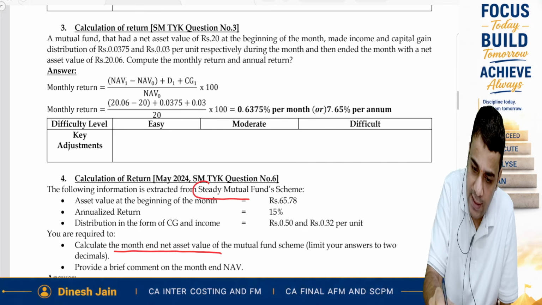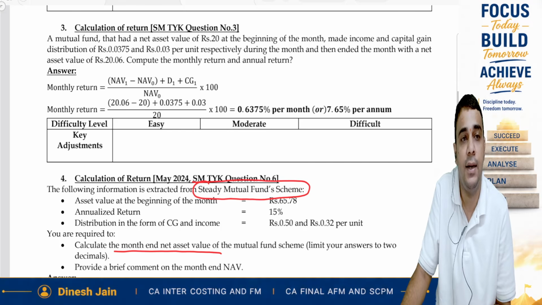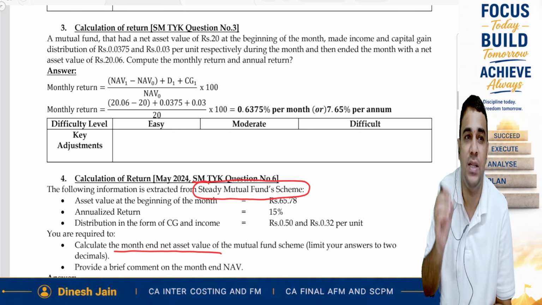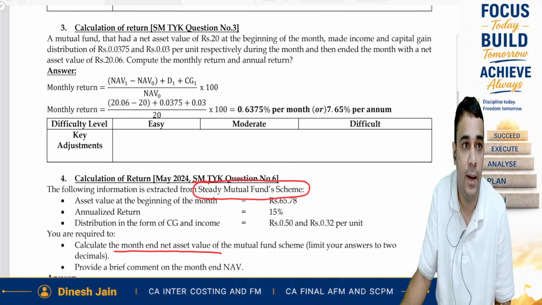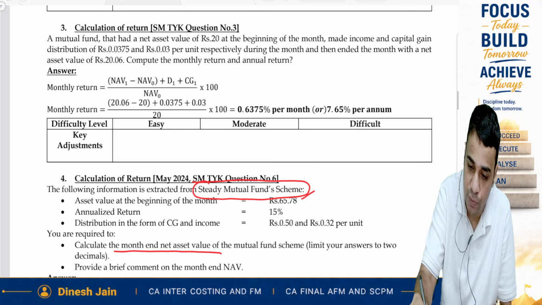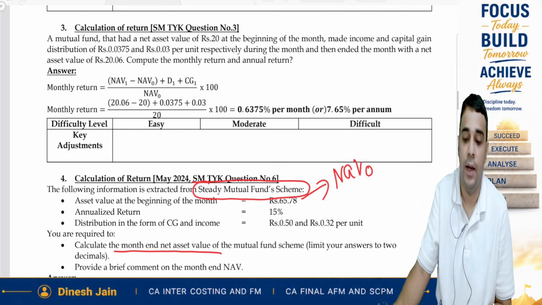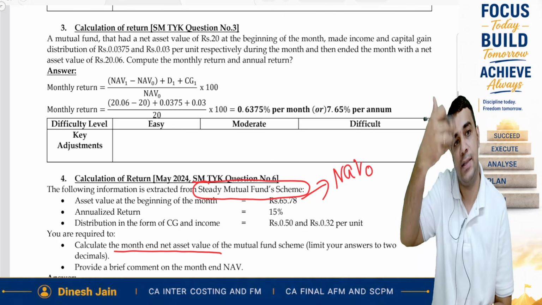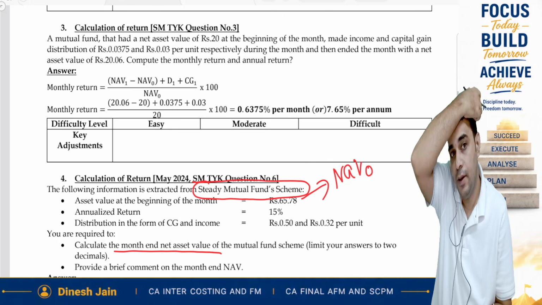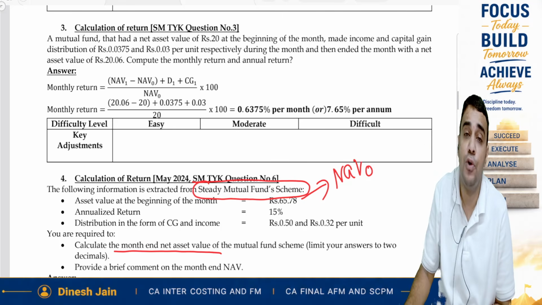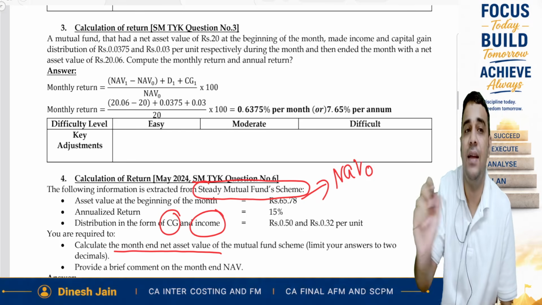The following data is extracted from a steady mutual fund scheme. Asset value at the beginning of the month means NAV at the beginning of the month. What shall I call this as? NAV 0. Annualized return: return is given directly. How much is the return here? 15%.